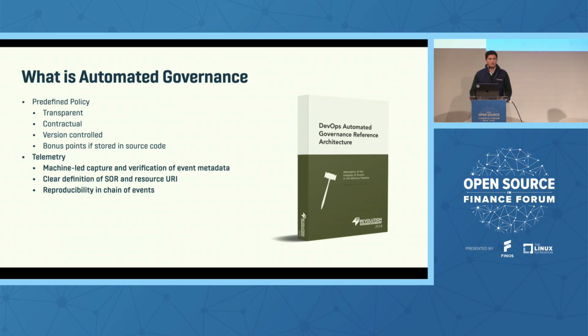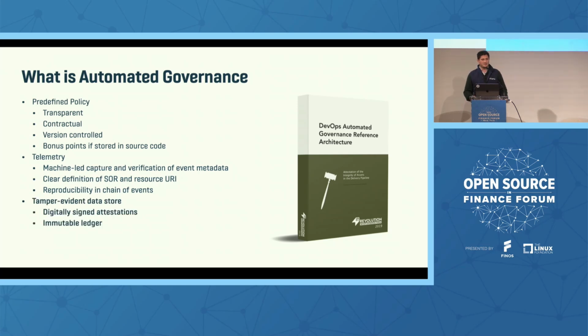The second piece is telemetry. So the machine-led capture of all the event metadata around your SDLC, meaning that there's no human reporting. You have a software that's able to capture and independently verify the authenticity of events happening. And the definition of an event not occurring is that the machine couldn't capture it. We can talk more about that in a little bit. Also having clear definitions of the system of record and resource URIs. So although your automated governance software may not be the system of record for a lot of the evidence, it has resource URIs that can point to them at the time of audit. And then the ability to reproduce that chain of events at any given time to show the results.